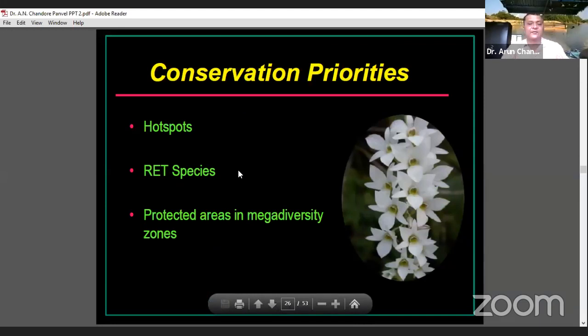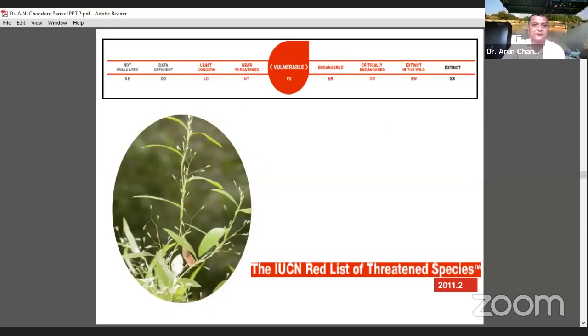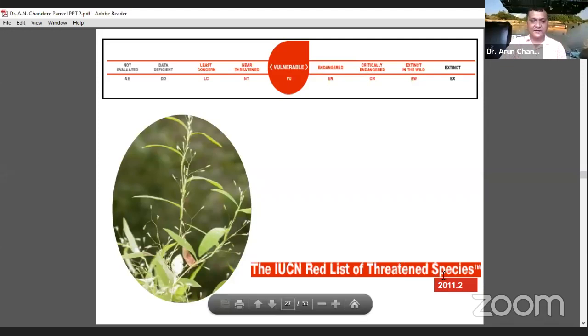Here, conservation priorities: we have to conserve hotspots, red list species, rare, endangered and threatened species, and protected areas in megadiversity zones. It means we have to focus on these groups for conservation. Here, these are the IUCN categories, the International Union for Conservation of Nature red list categories.